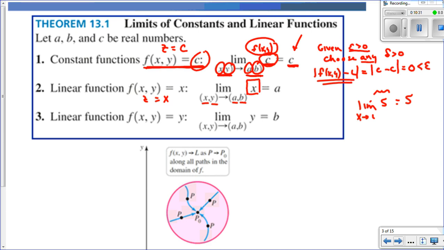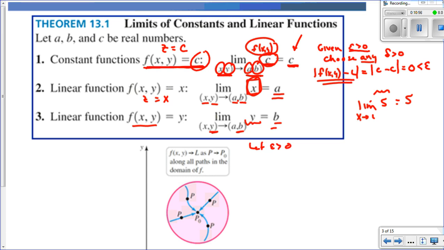So if x is approaching a and the function is just x, then that means x is getting closer and closer to a. So that's pretty intuitive, and likewise, if y is getting closer and closer to b, then the limit of the function y, which is our f of x, y in this case, would just be getting closer and closer to b.